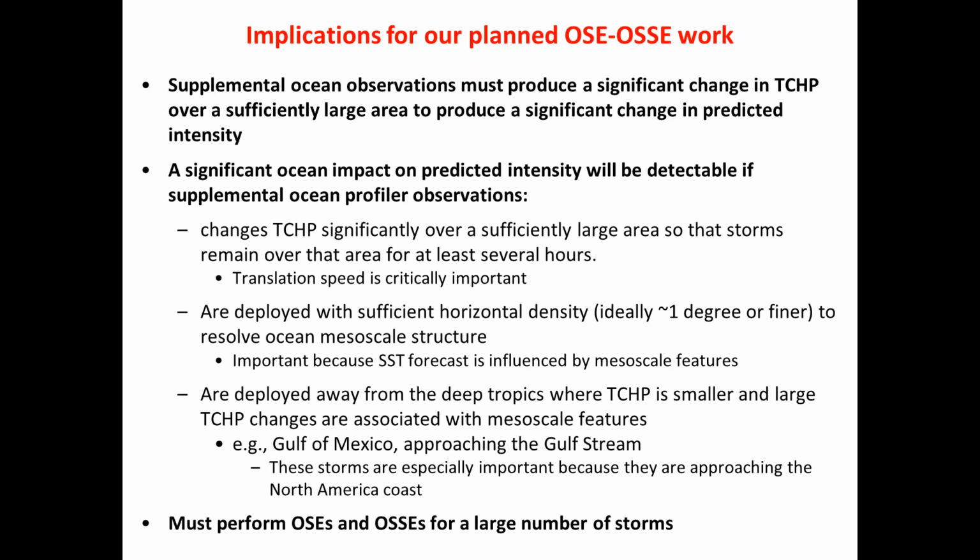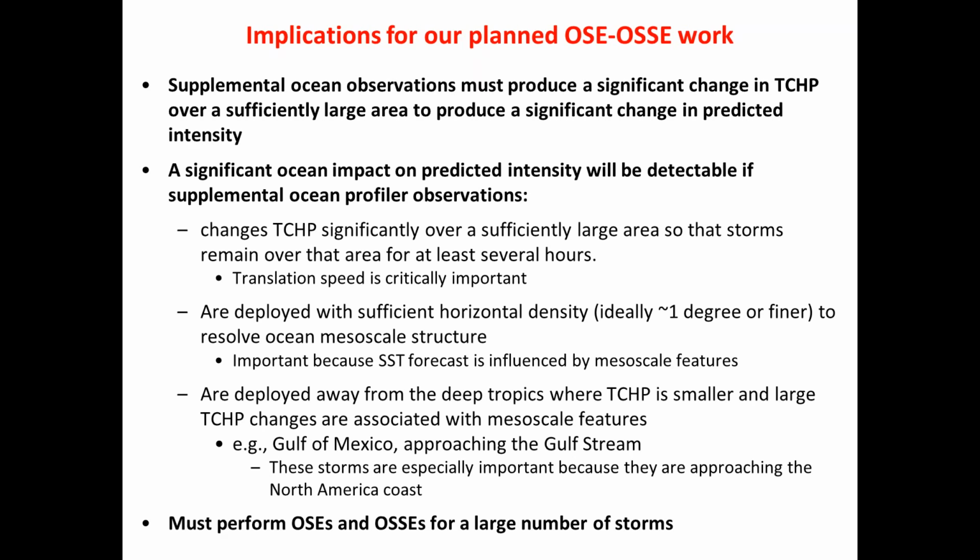And getting mesoscale structure is important because the mesoscale structure influences the magnitude and pattern of SST cooling that occurs beneath storms. So getting that right is important. We're likely to see more of a signal for observations that are deployed away from the deep tropics, where heat potential is smaller. You have a larger OSSE signal when the heat potential is smaller, and also in regions where large heat potential changes are associated with mesoscale features.